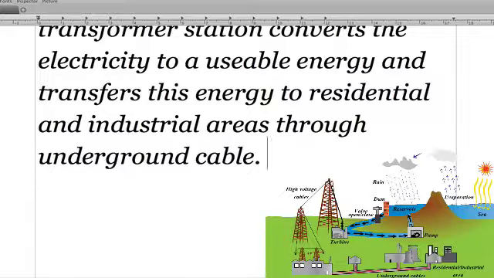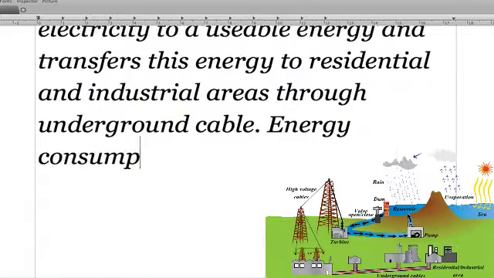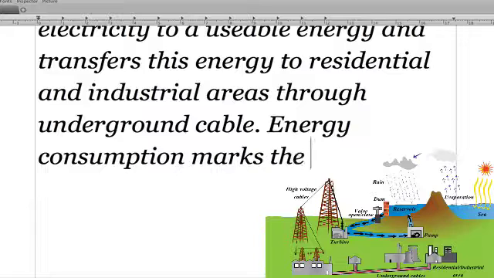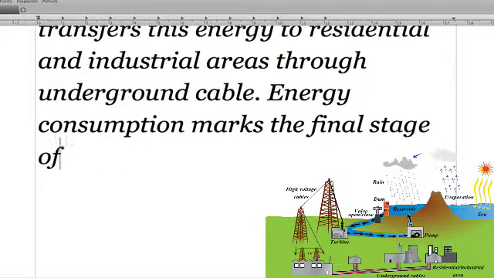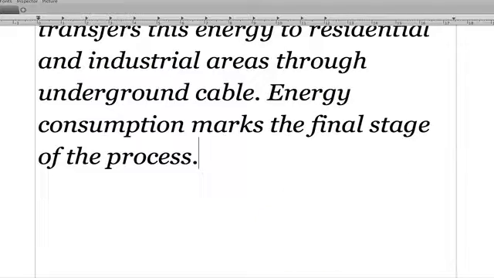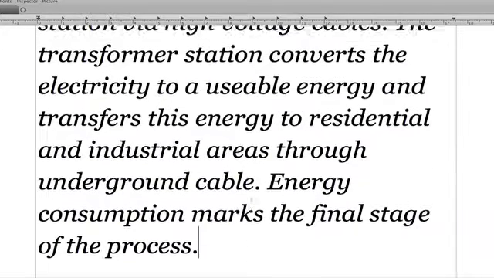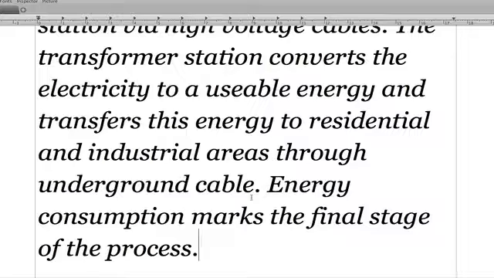Okay, and that's pretty much the end of the process. We might just want to stick on that. I guess the very final stage is that the energy gets used. So energy consumption marks the final stage of the process. Okay, and that would be the end of our response.